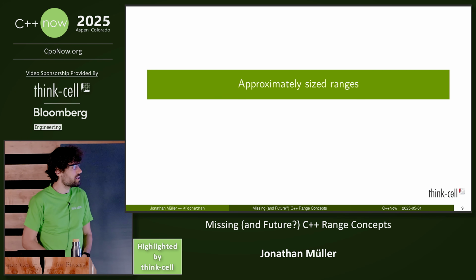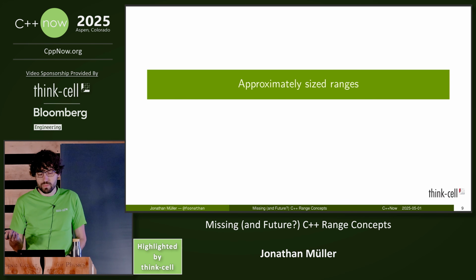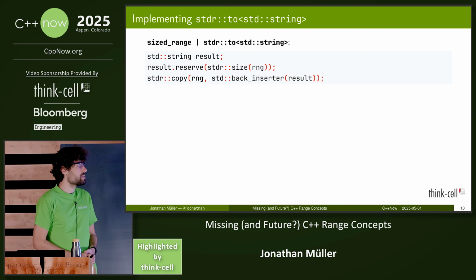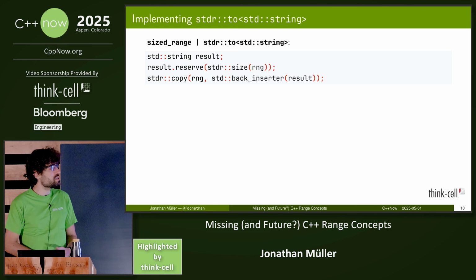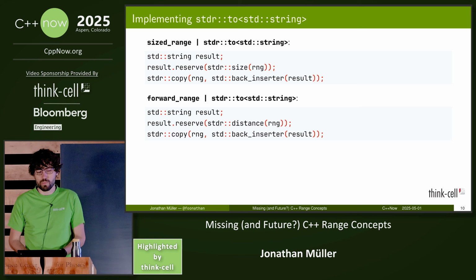Now the first concept is one that's actually going to make it into C++26: approximately sized ranges. So we're calling toString at the end. And if you have a sized range, this is quite straightforward. Essentially, the implementation creates a string, reserves the appropriate amount of space, and then copies the stuff in there. So one allocation, and we just memcpy the bytes over, essentially.